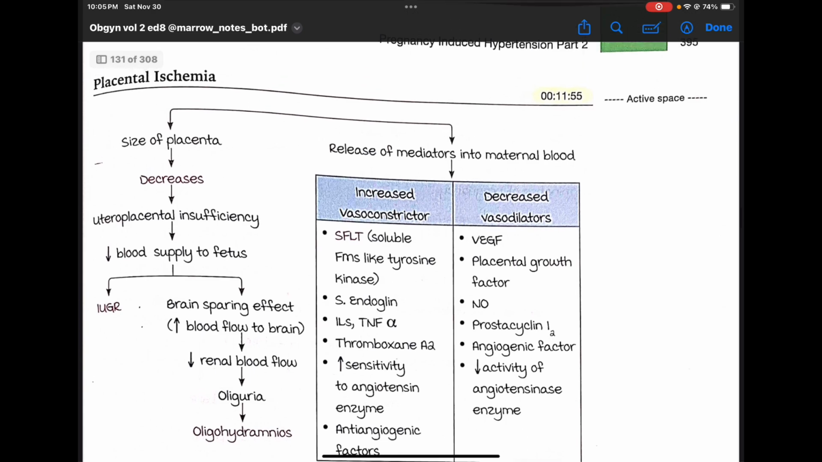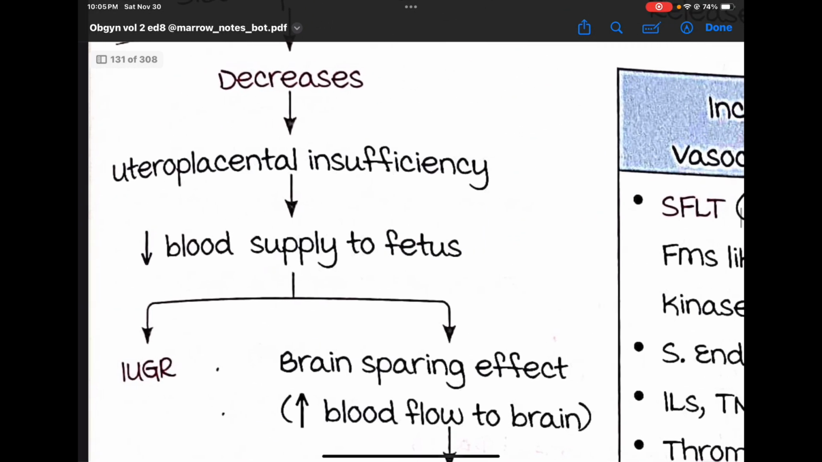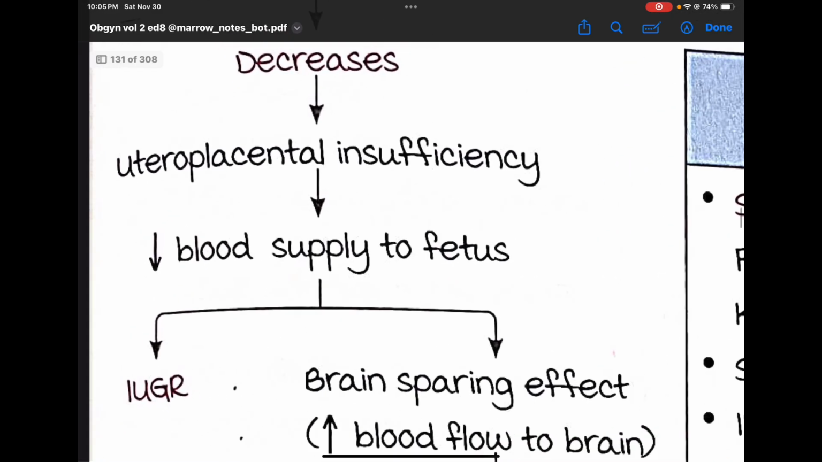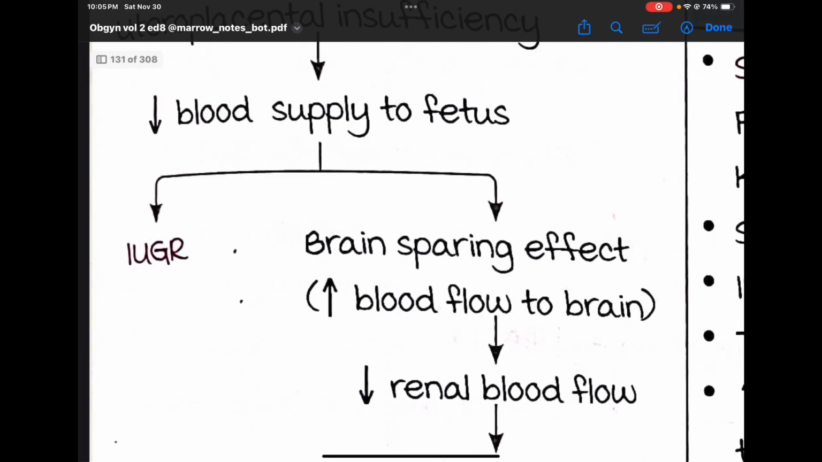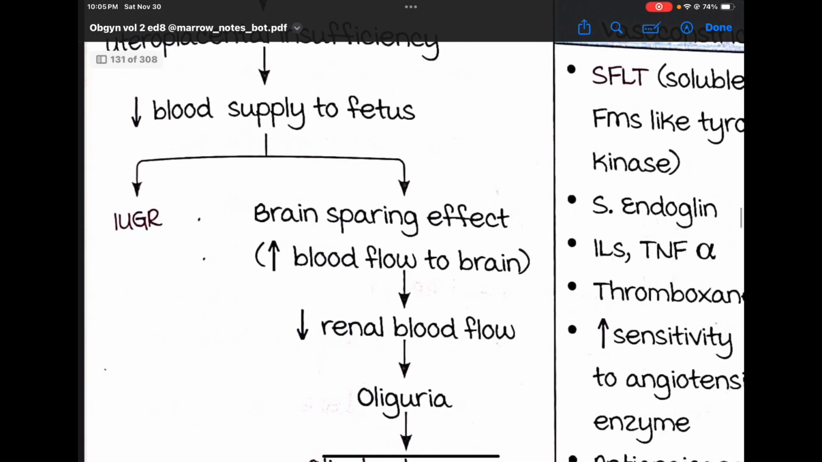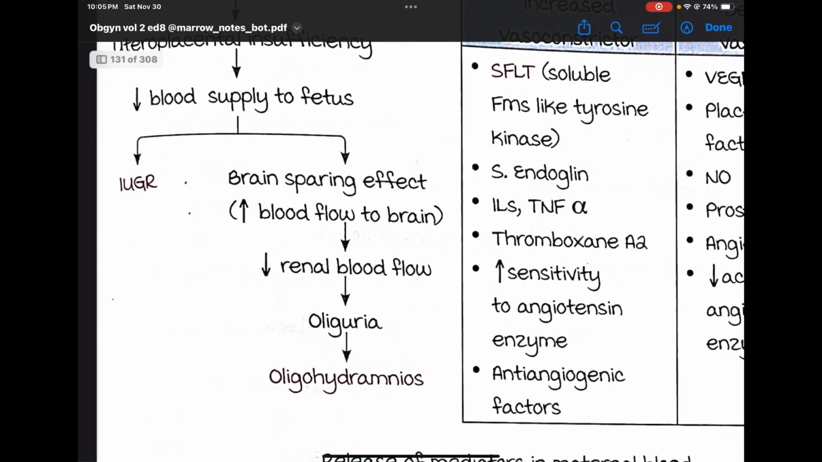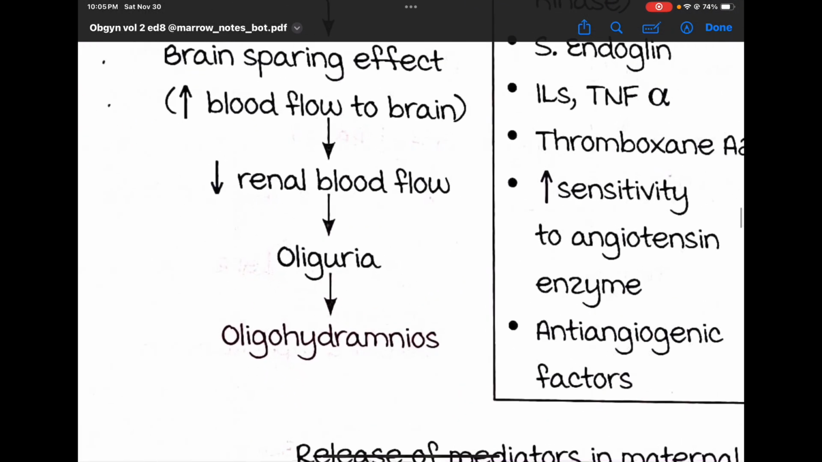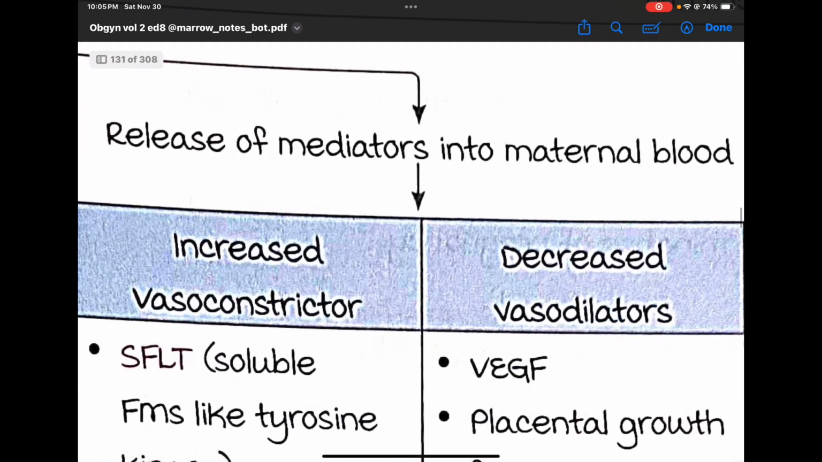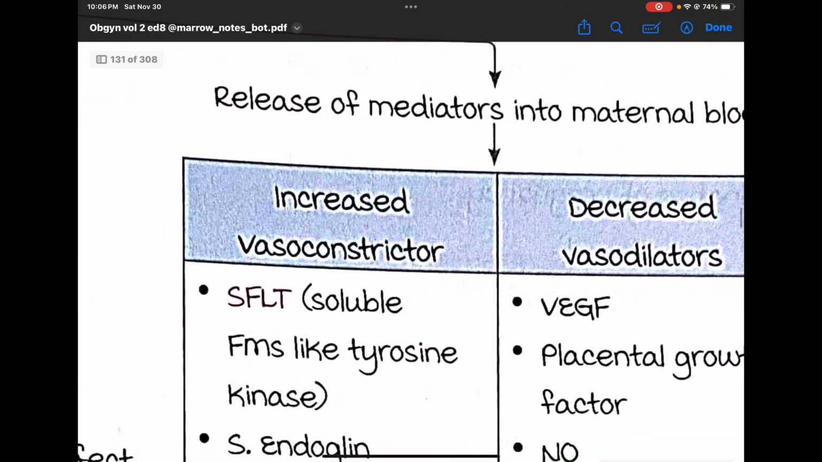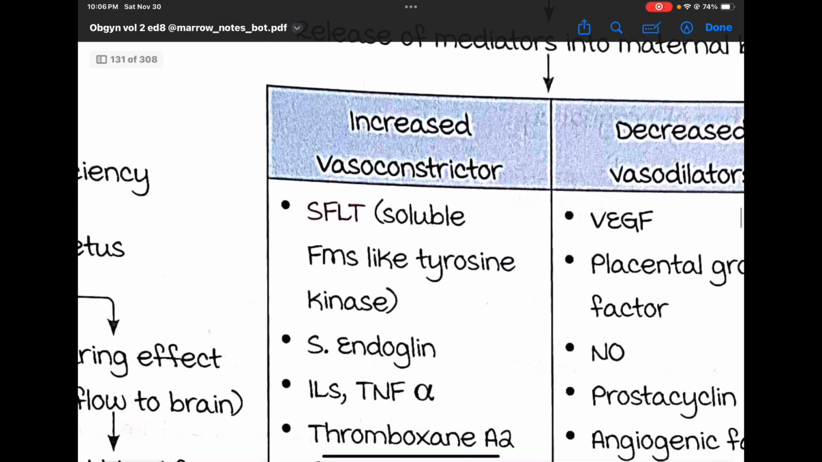Placental ischemia. Size of placenta decreases. Uteroplacental insufficiency comes into place. Decreased blood supply to the fetus causes intrauterine growth retardation, a brain sparing effect with increased flow to the brain, decreased renal blood flow, oliguria, oligohydramnios. Release of mediators into maternal blood: increased vasoconstrictors, decreased vasodilators.